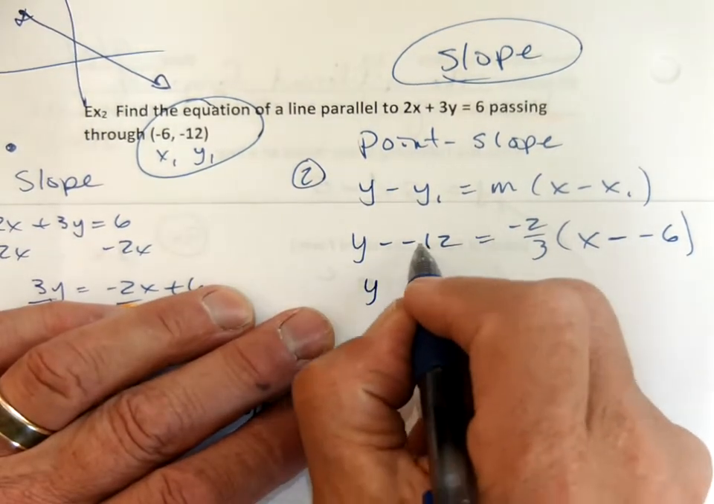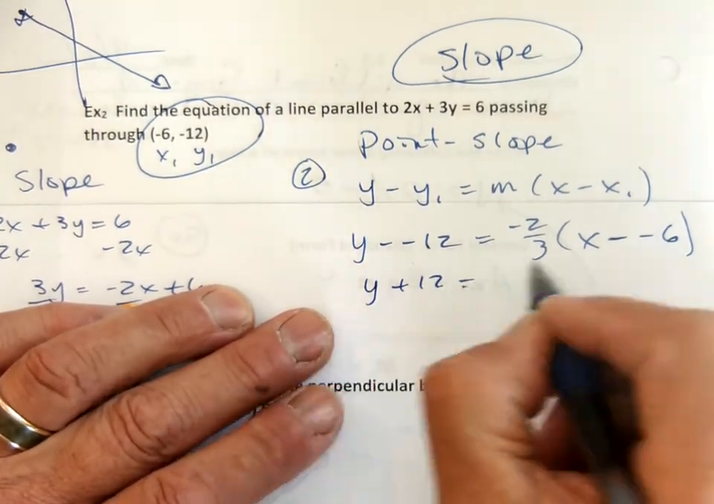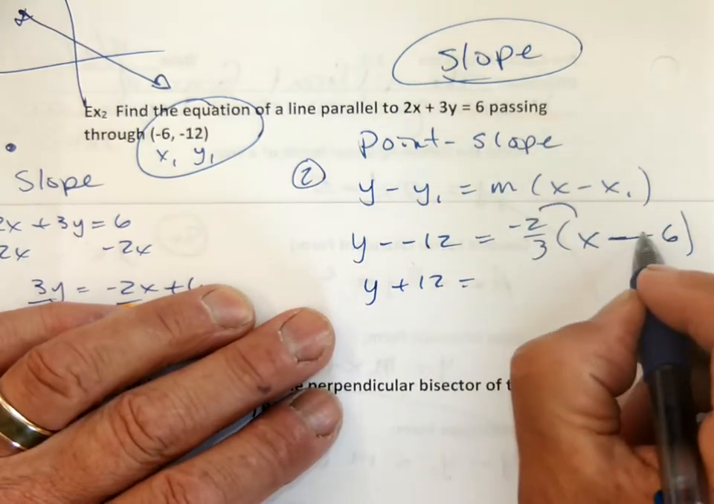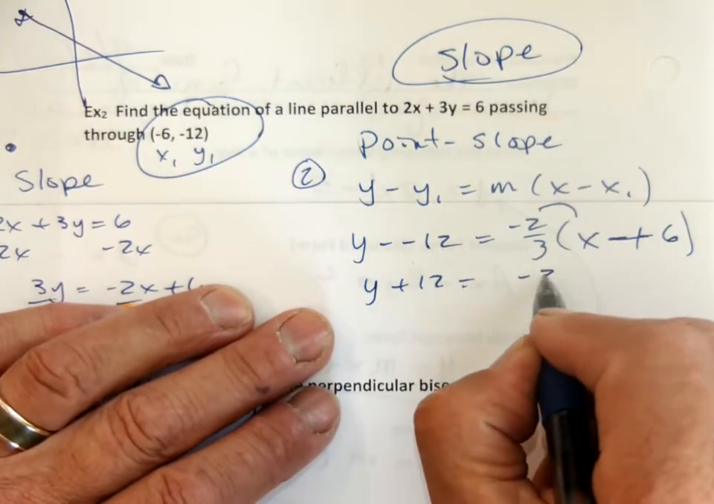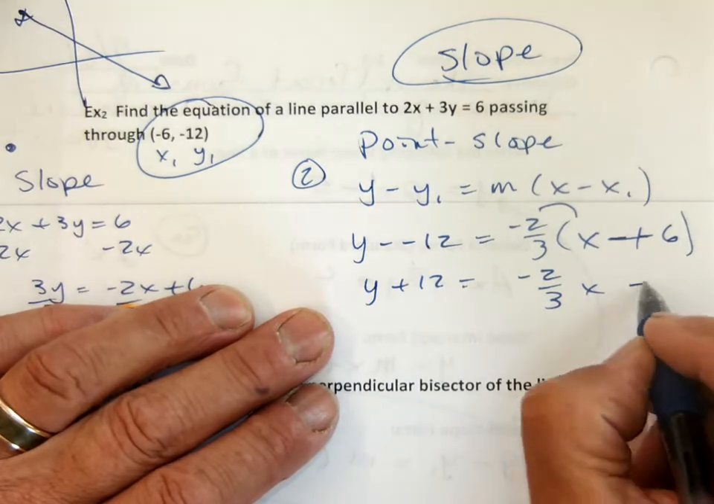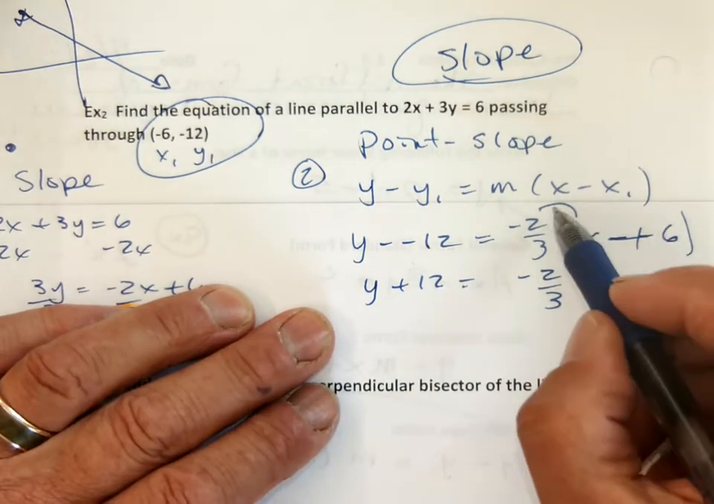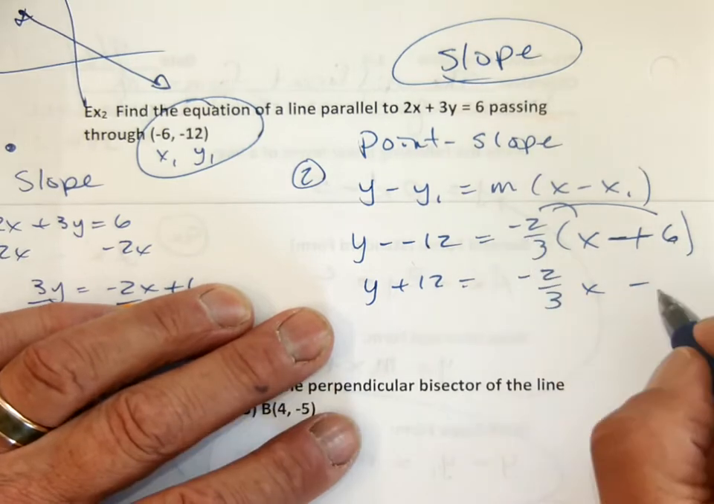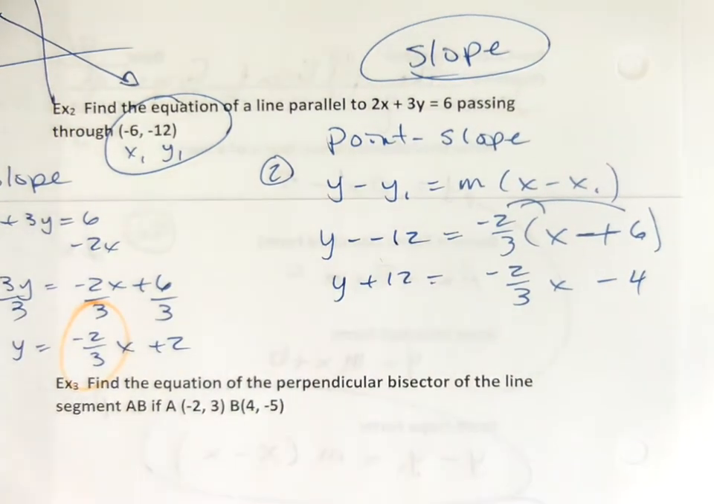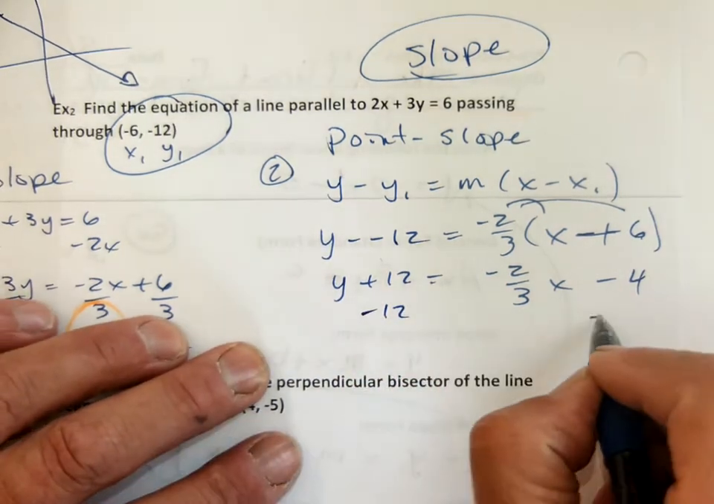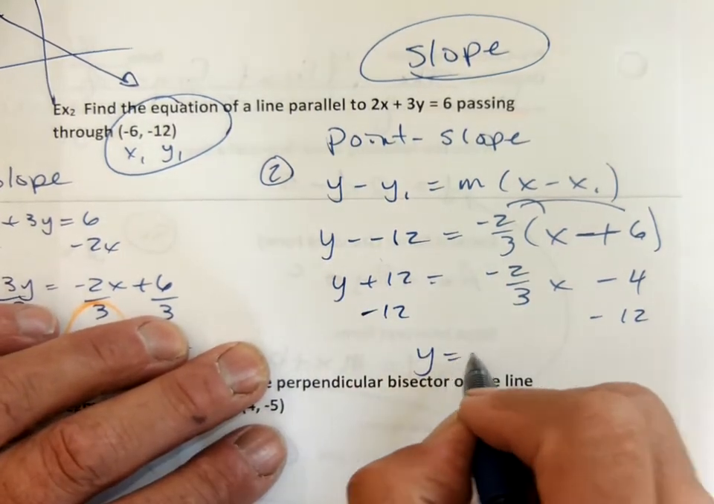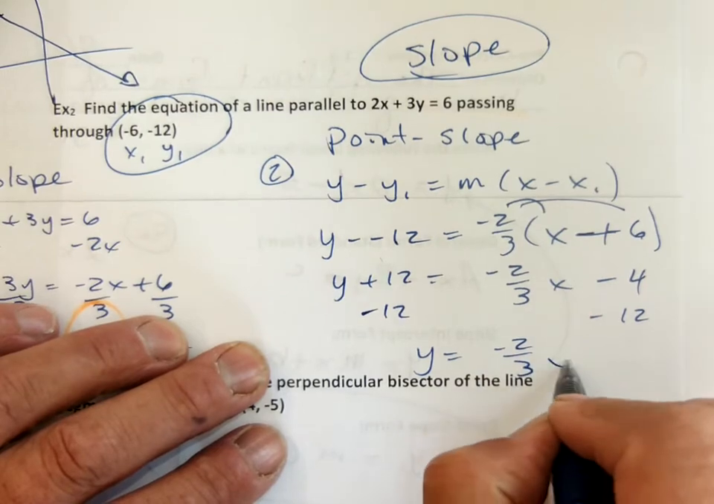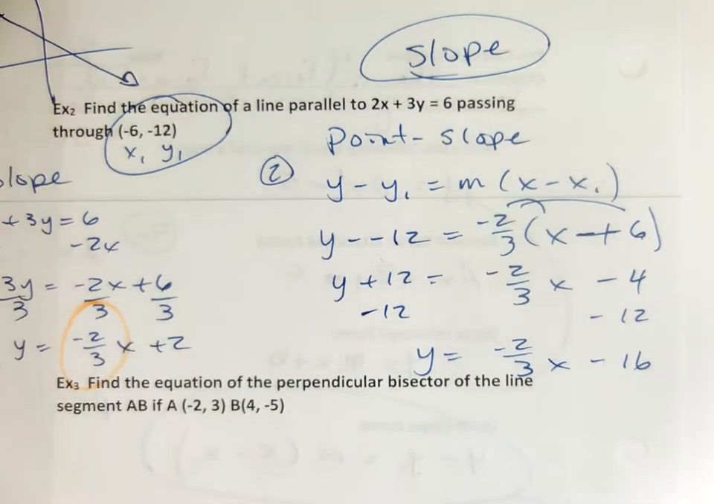So y plus 12 equals negative 2/3 x minus, 3 goes into 6, we can do this, 3 goes into 6, 2 times 2 is 4, right? That's easy. Minus 12, negative 2/3 x minus 16.